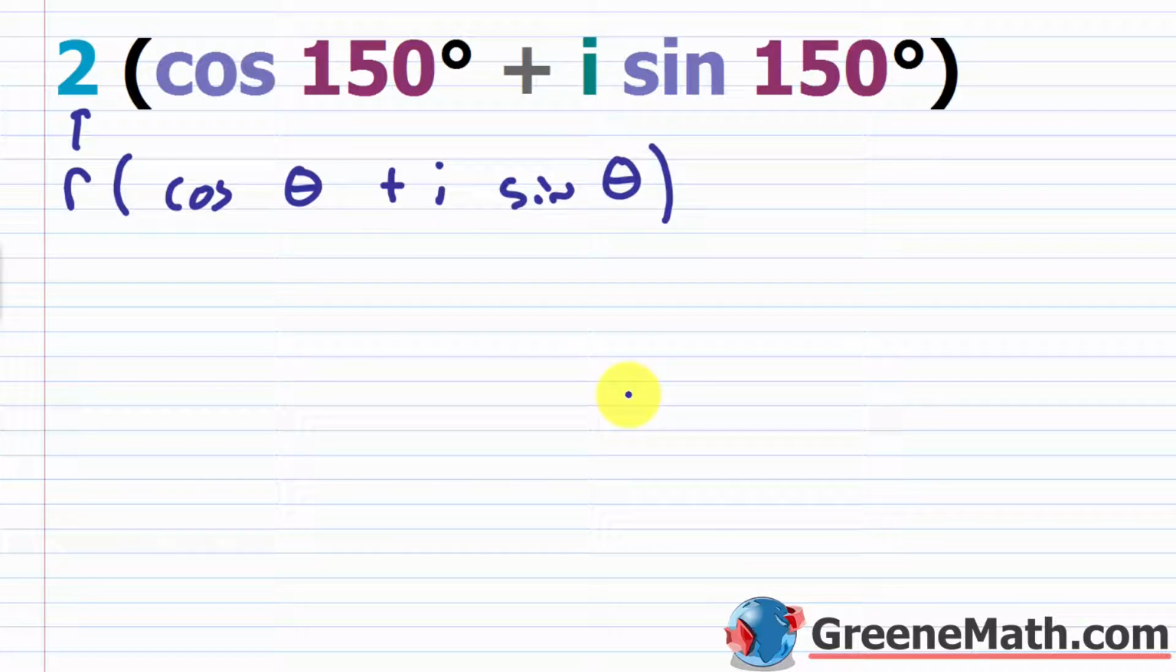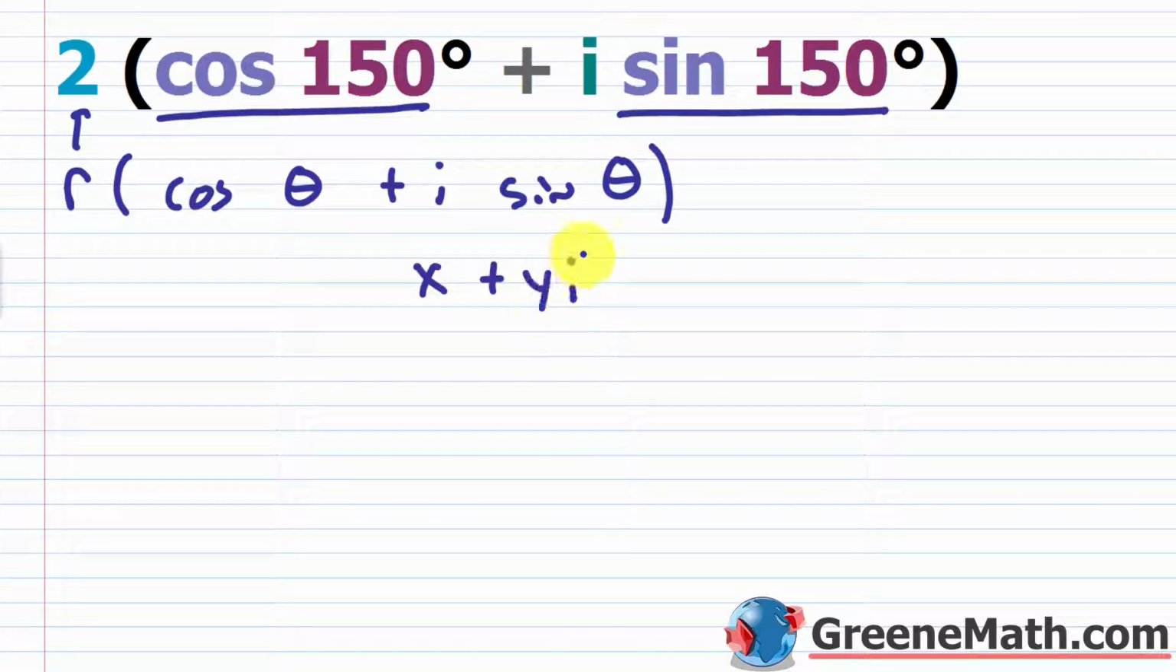So all I would do here basically is figure out what is the cosine of 150 degrees, what is the sine of 150 degrees, basically replace things, and then use my distributive property to distribute the 2 into everything, and you're going to have it in the format of x plus yi, okay, just like you want.